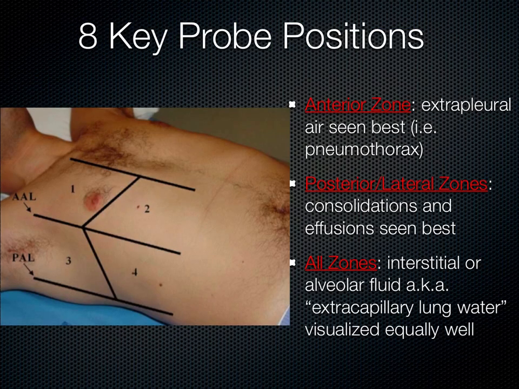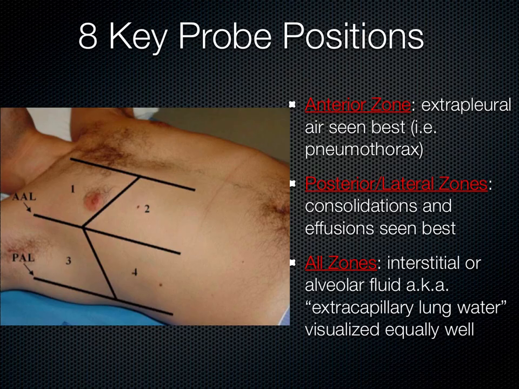There are really 8 key positions, 4 on each side of the chest, that we want to scan when we're performing pulmonary ultrasound. The anterior zones, zones 1 and 2, are best for viewing extrapleural air. For instance, when there's a pneumothorax and there's air between the lung and the chest wall, it's going to collect anteriorly in a patient who's supine.